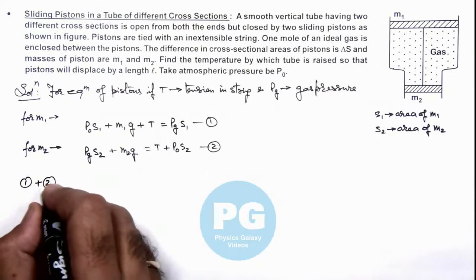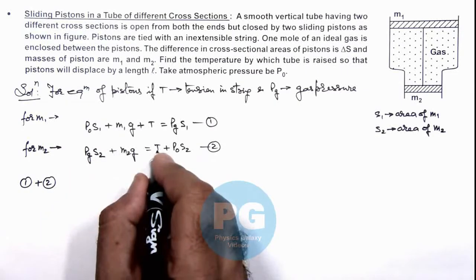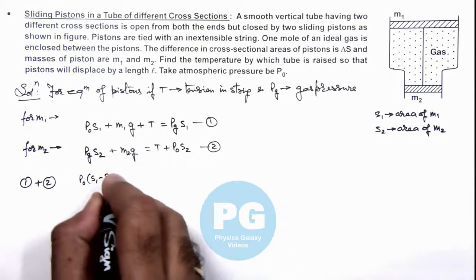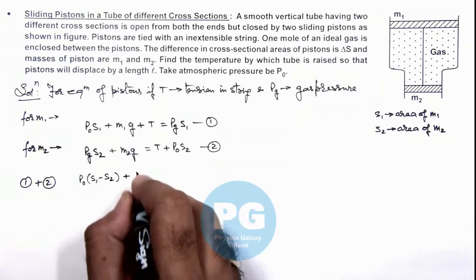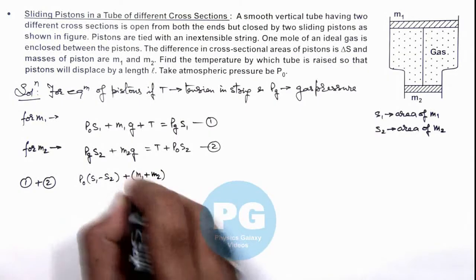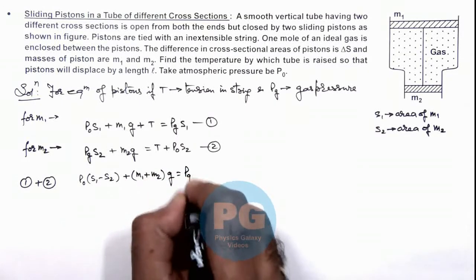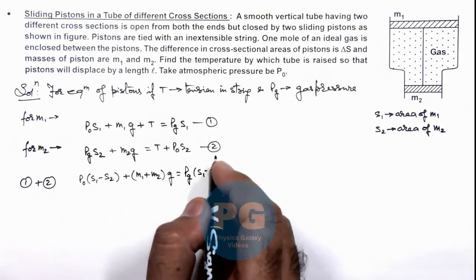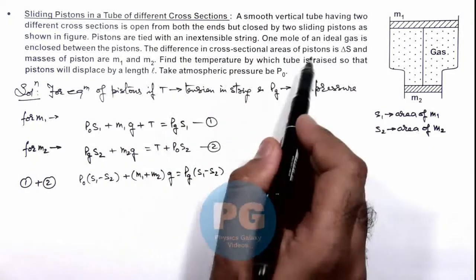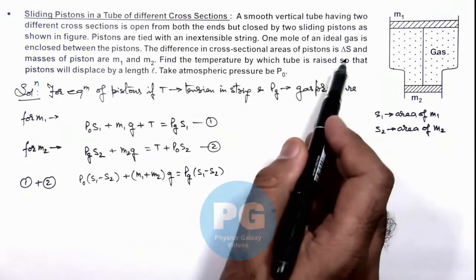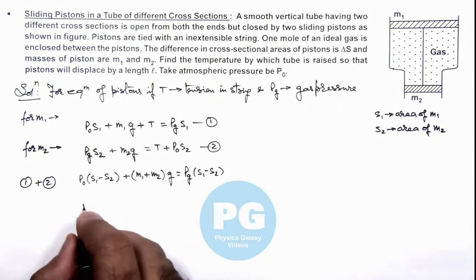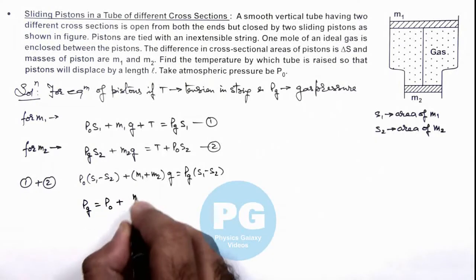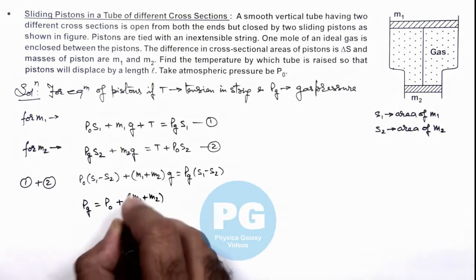Now if we add these two equations, 1 plus 2 will give us, the tension gets cancelled out, P0 multiplied by S1 minus S2 plus M1 plus M2 multiplied by G is equal to Pg multiplied by S1 minus S2. In the problem we are already given that the difference in cross-sectional areas of the pistons is delta S.